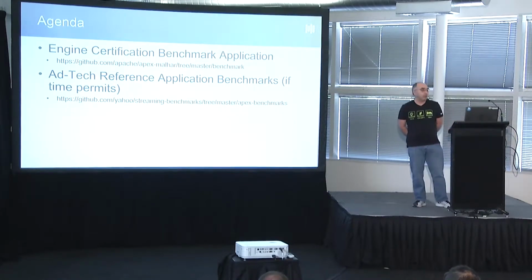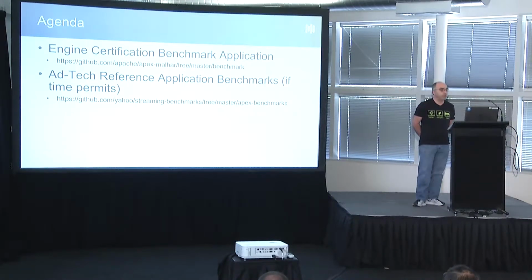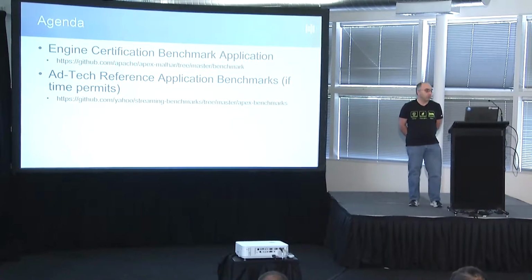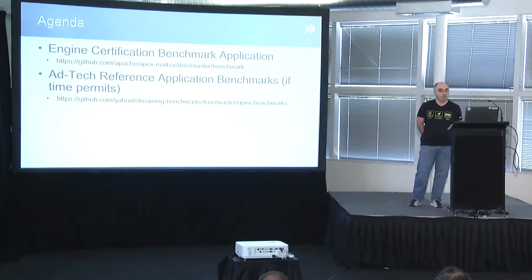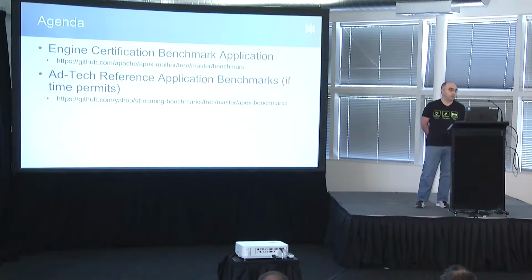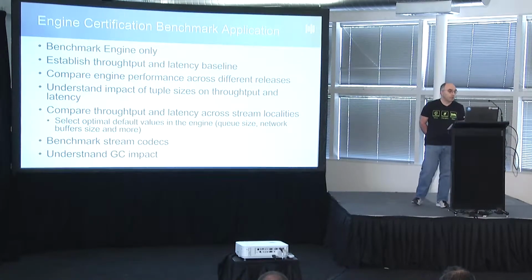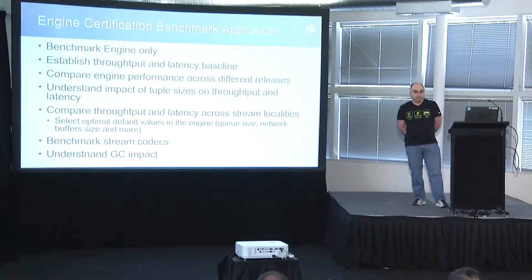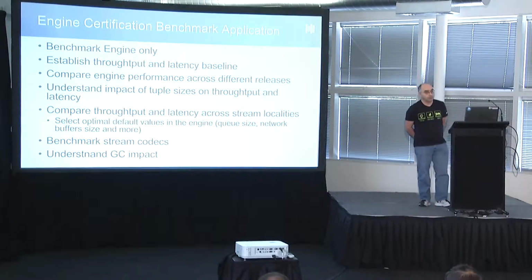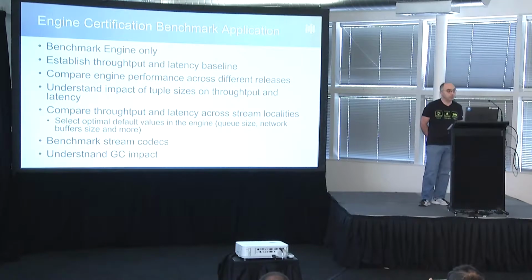So today, I'll cover two applications that we use to benchmark Apache Apex. One is used specifically to benchmark the platform itself, and another is a reference application that covers an actual use case or mimics an actual use case. At DataTorrent, we developed an application that is used specifically to benchmark the engine.